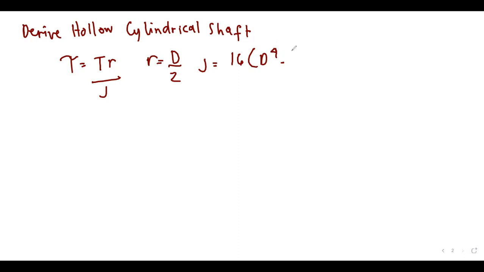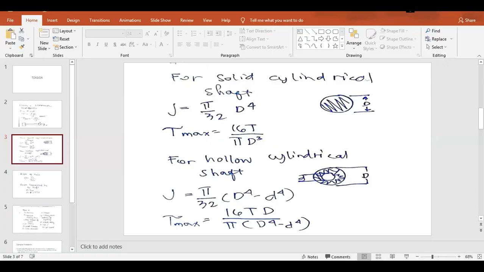Minus, ano ba? Minus d raised to 4. But 16. Wala, mali. Sorry. Equals to pi d raised to 4 minus d raised to 4 all over 32. Balikan natin yung original. Balikan natin yung PowerPoint.